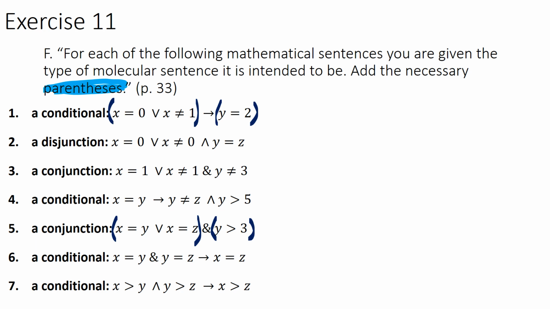The minor sentential connectives are within parentheses. The dominant sentential connective is always outside of parentheses. Likewise, if you look at sentence 7, we want a conditional, so we better put parentheses here. And so on and so forth.